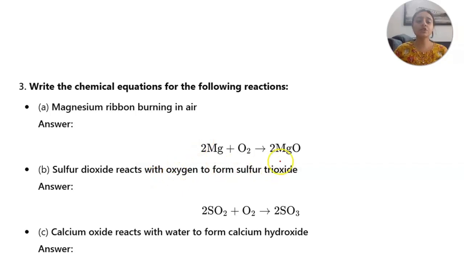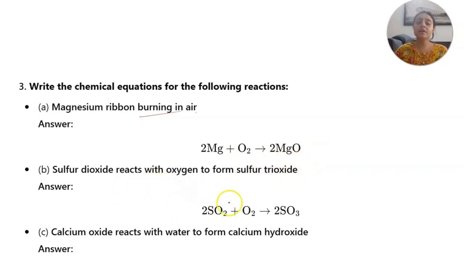Write the chemical equations for the following reactions. Here some naming reactions have been given. You need to convert these names into proper formulas, proper symbols, and write the chemical equation. Magnesium ribbon burning in air. So the statement is there. Magnesium burning in air means oxygen gas is being combined, and then it will form magnesium oxide.